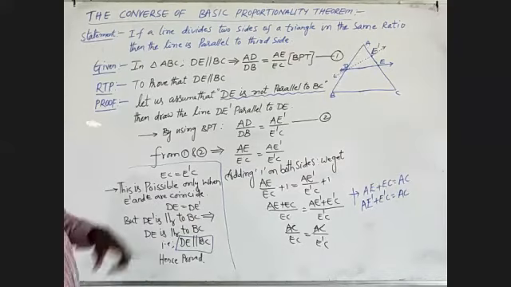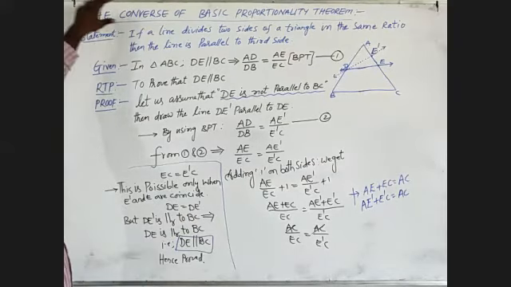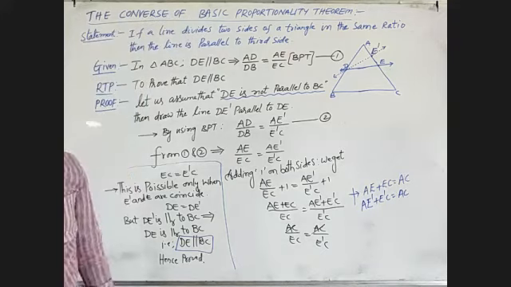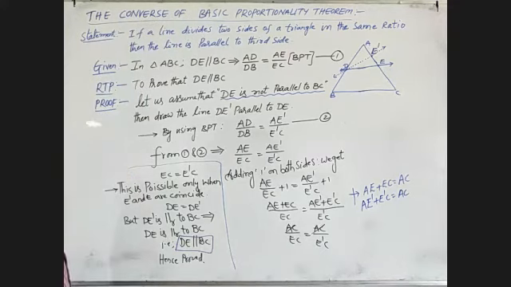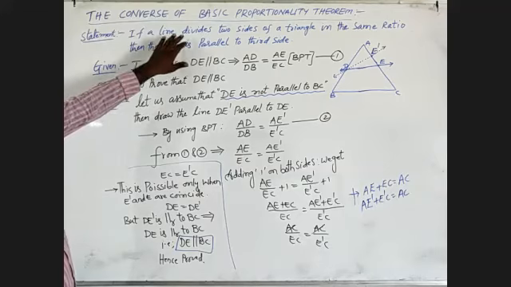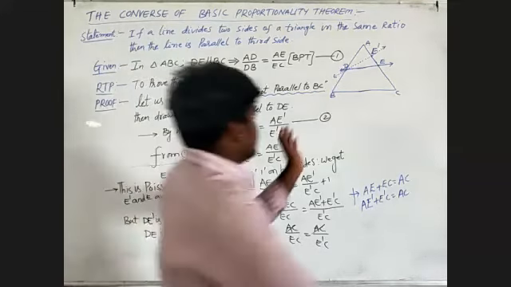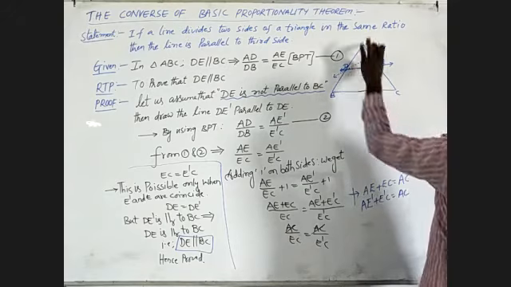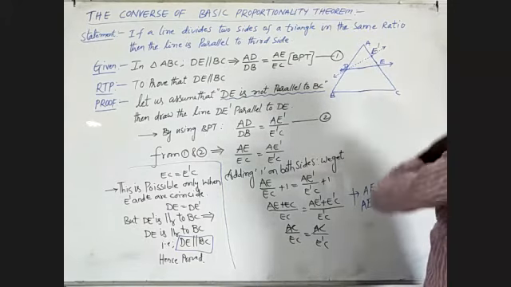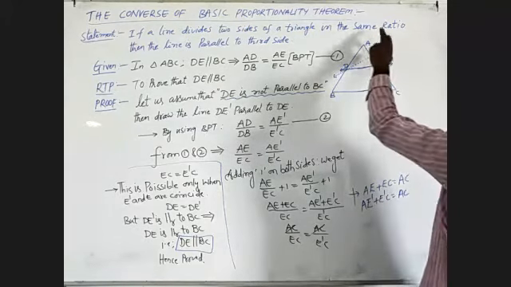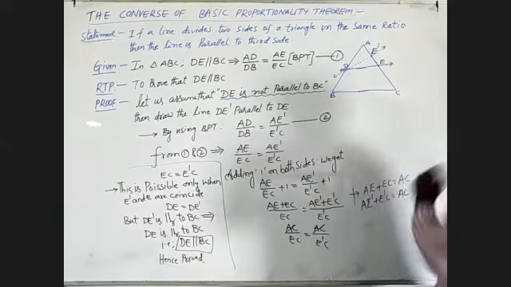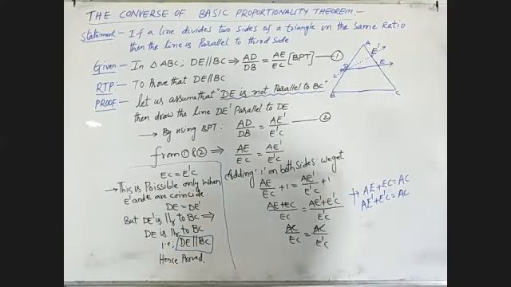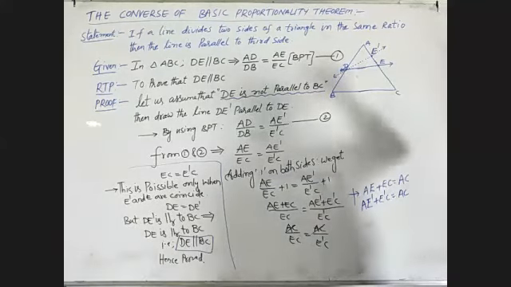What is the given theorem? The converse of basic proportionality theorem. If a line divides two sides of a triangle in the same ratio, then the line is parallel to the third side.